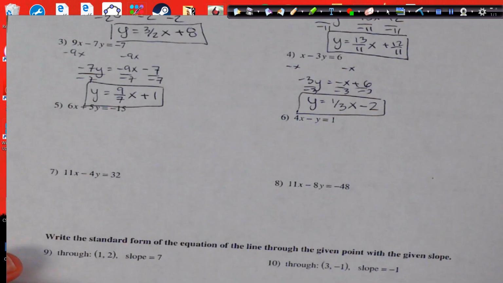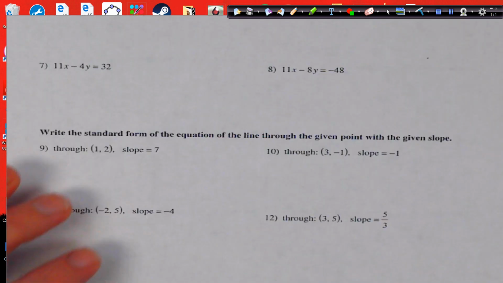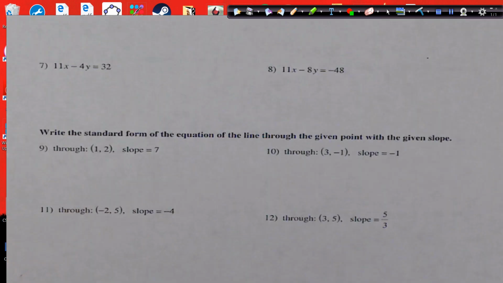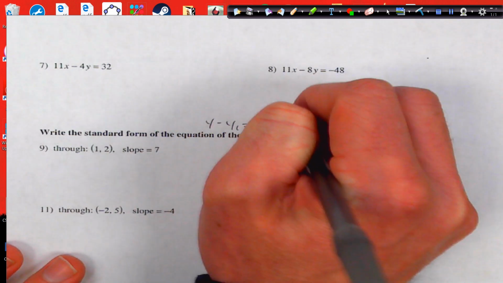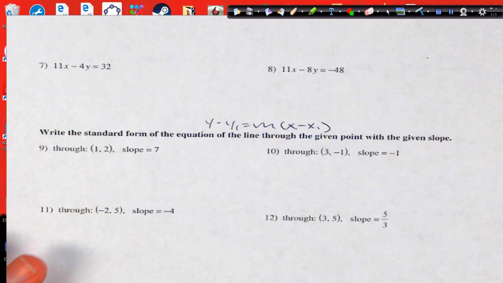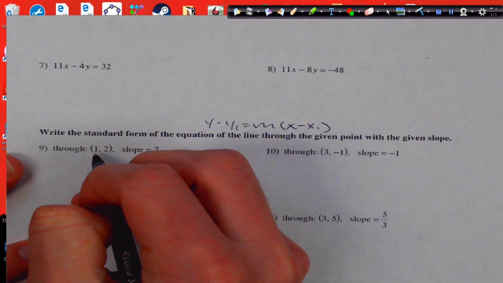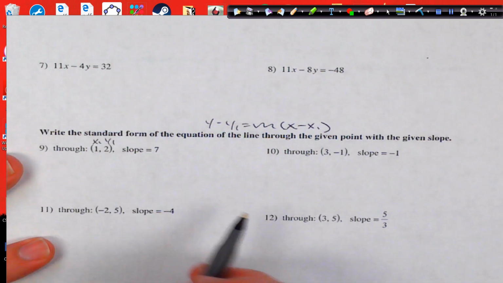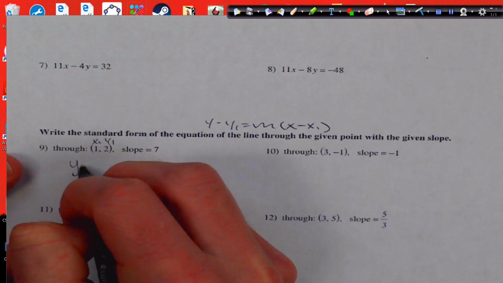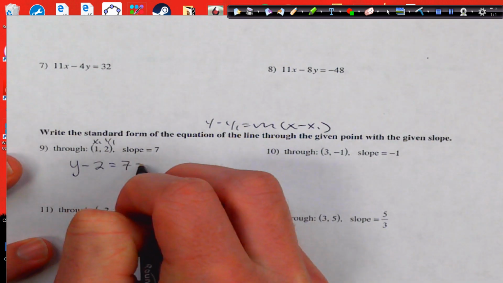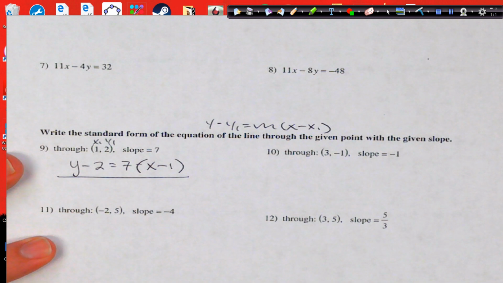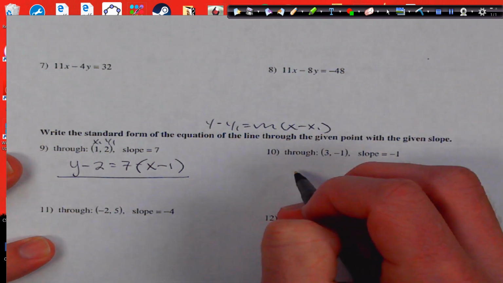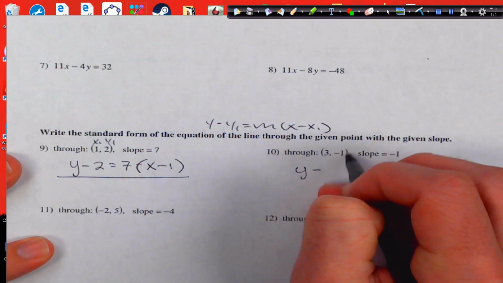Okay. All right, these next we're just putting it into point slope form. So this is y minus y1 equals m, x minus x1. Okay, and so here we got x1, y1. So we're going to do y minus 2 equals 7, and then parentheses x minus 1. You're done. Okay, over here we're going to get y minus a negative 1.